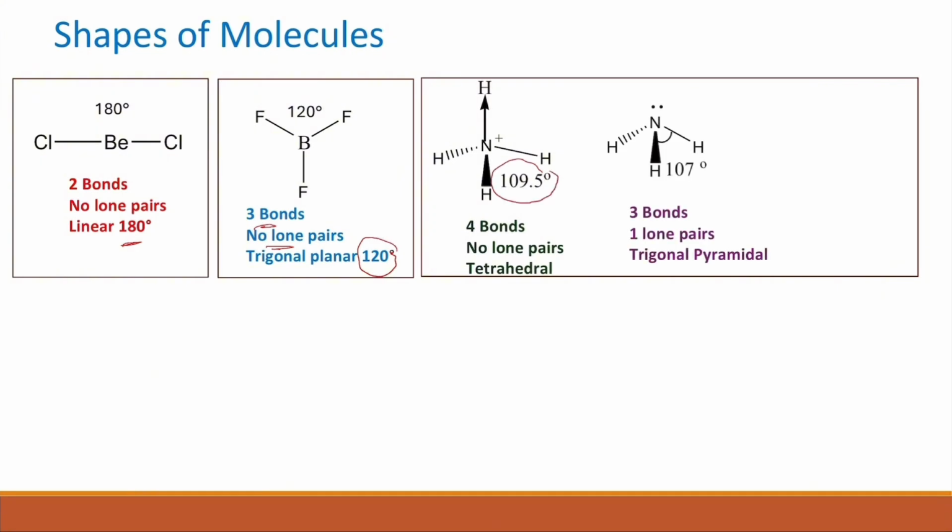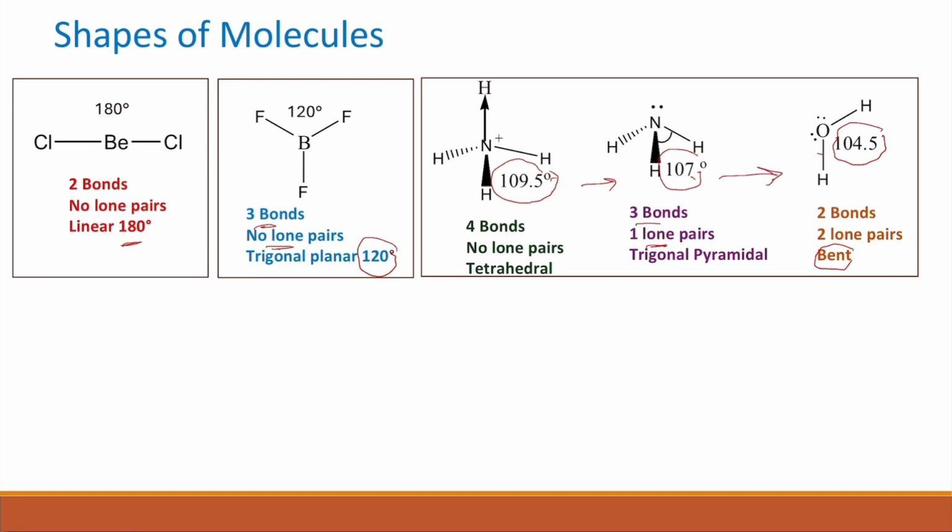But if you have four pairs, but three of these are bonds and one is a lone pair, then it's going to be trigonal pyramidal, and the bond angle is 107. If you have two bonds and two lone pairs, again in total there are four pairs of electrons, the shape is called bent, or you can say V shape. The bond angle here is 104.5. Notice the difference in the bond angle between the three. The bond angle keeps decreasing as we go to the right as the number of lone pairs increases.